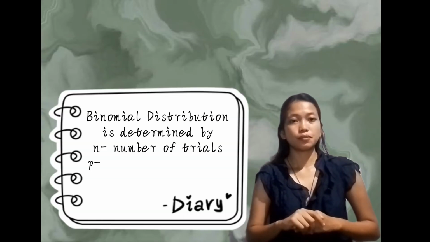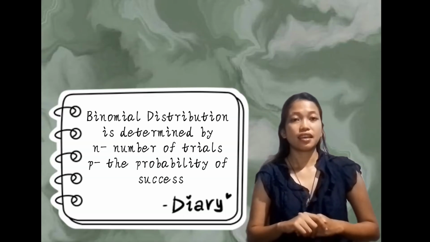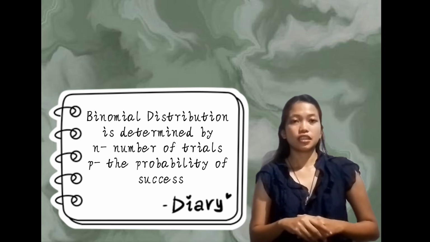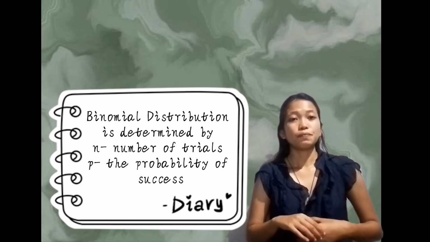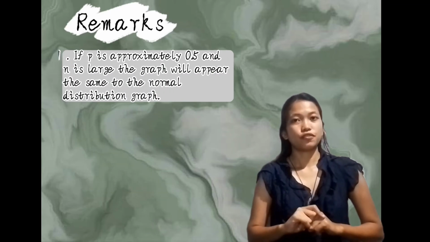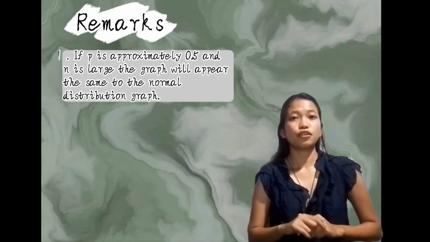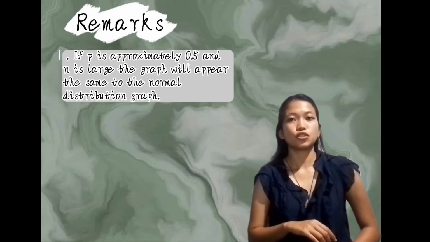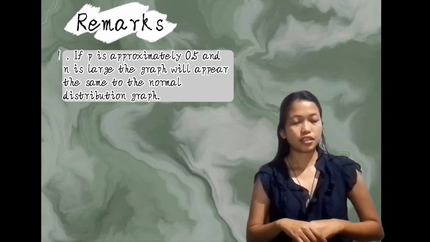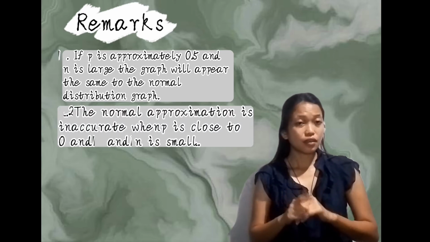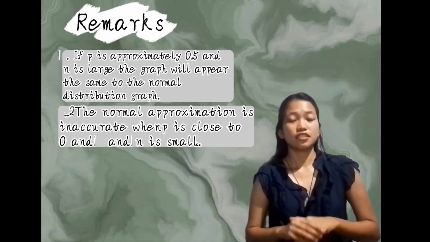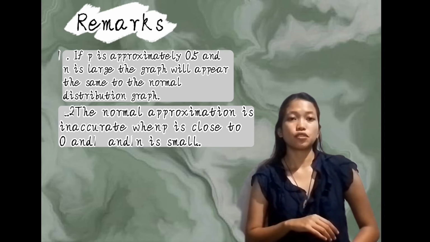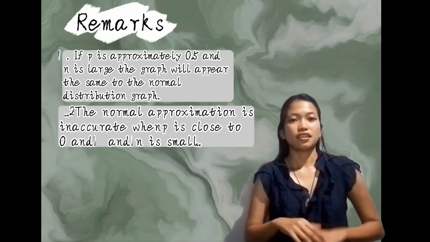Also recall that the binomial distribution is determined by the number of trials n and the probability of success, which is p. When p is approximately 0.5 and n increases, the shape of the binomial distribution looks more like that of the normal distribution. But when p is close to 0 or 1 and n is small, the normal distribution approximation is inaccurate.